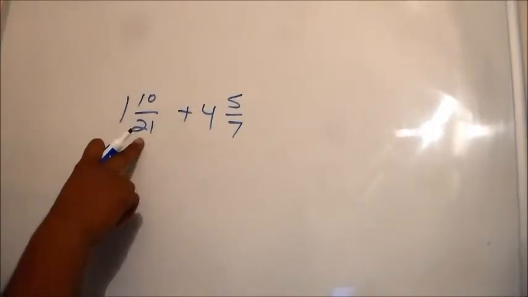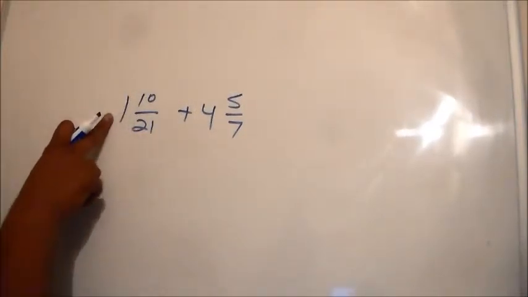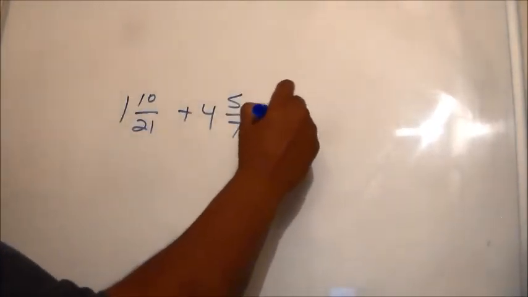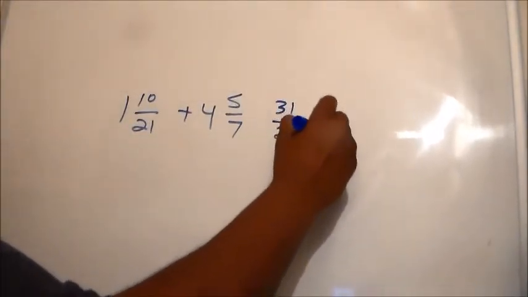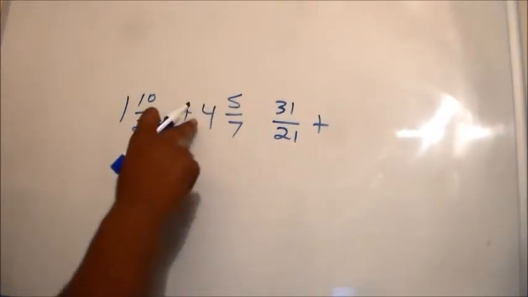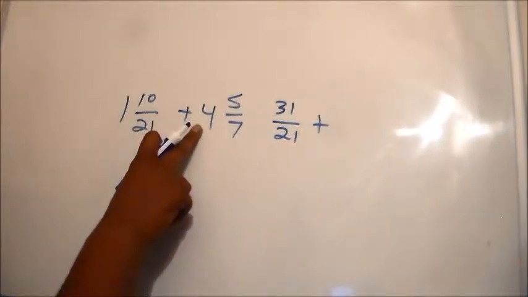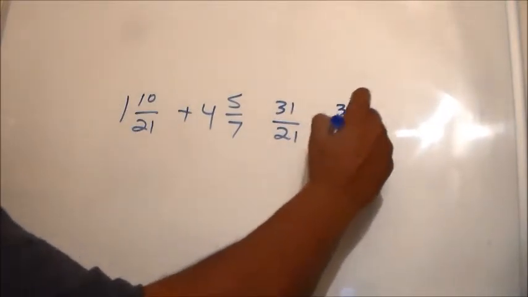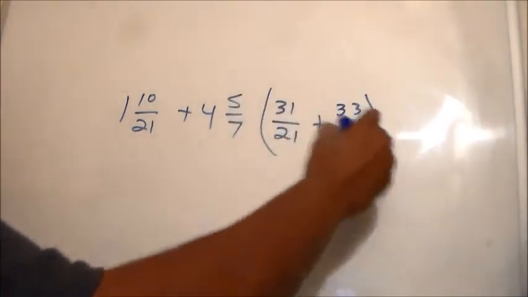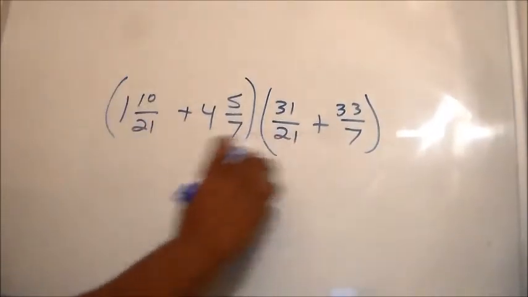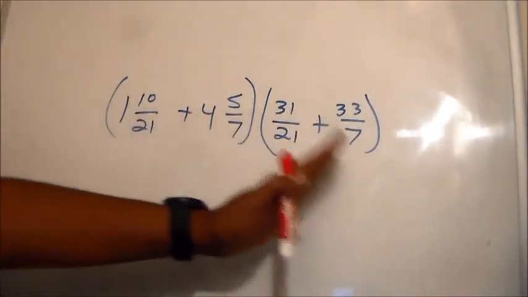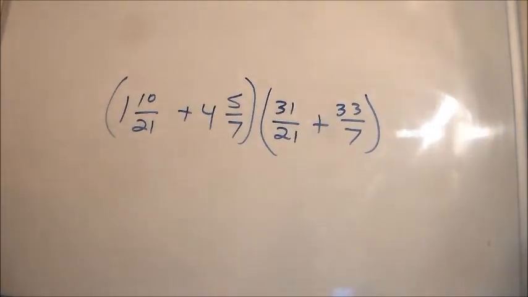21 times 1 is 21 plus 10 is 31. The denominator stays, so it will be 31 over 21 plus 7 times 4 is 28. Add 5, 33. 33 over 7. Now these, in parentheses, are the same thing, the same numbers, just converted into improper fractions.